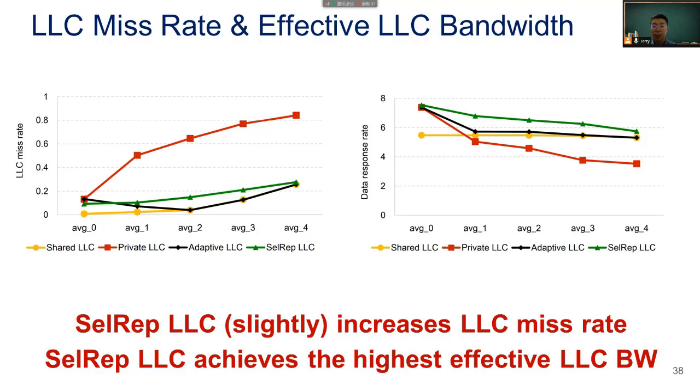The left figure shows the LLC miss rate, and the right figure shows the data response rate on the different LLC organizations. CREP slightly increases LLC miss rates due to data replication compared to shared LLC across all configurations. By increasing the LLC slice parallelism and avoiding LLC thrashing, CREP LLC achieves the highest effective LLC bandwidth, which explains why it outperforms the other LLC organizations.